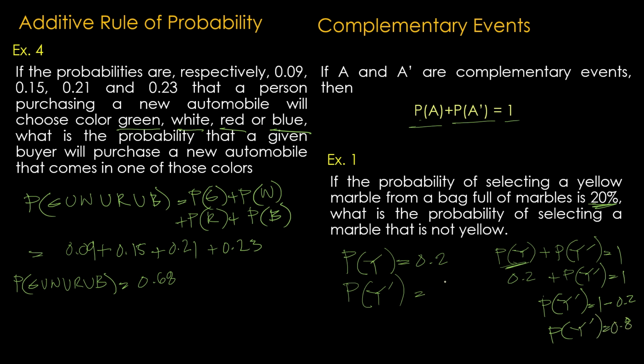Or, you can just use common sense. The probability of selecting a yellow marble is 0.2. The probability of selecting a marble that is not yellow, I subtract this from 1, so that would be 0.8. More of a common sense related complementary events.